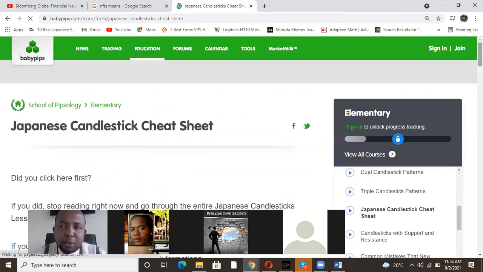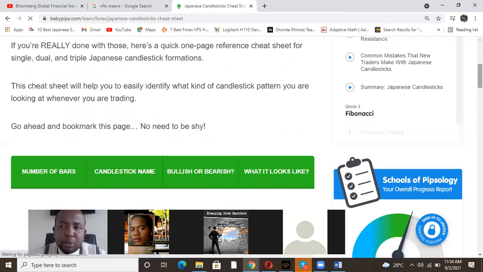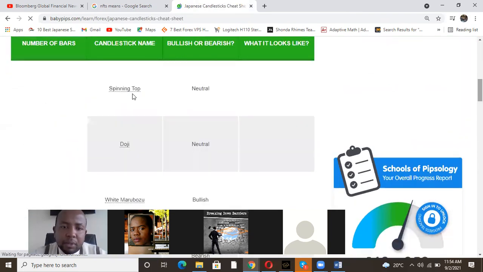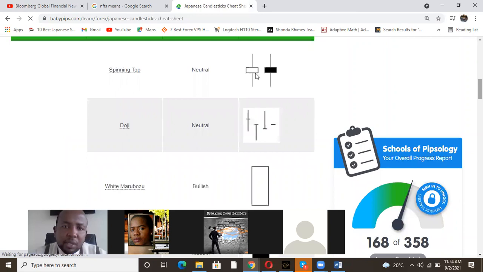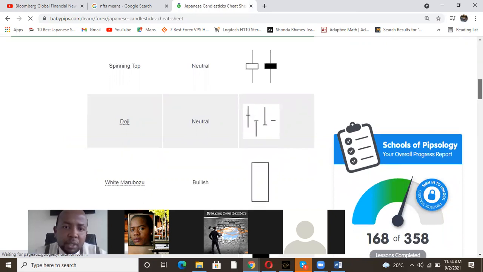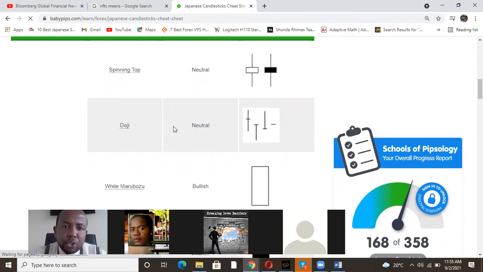So let's have a look. We have, just get the name and how it looks and what it does in the market. So this is a neutral. It looks like a spinning top. And then we also have a doji. This represents indecision. So you can see neutral. Neutral means we are not going up or down.